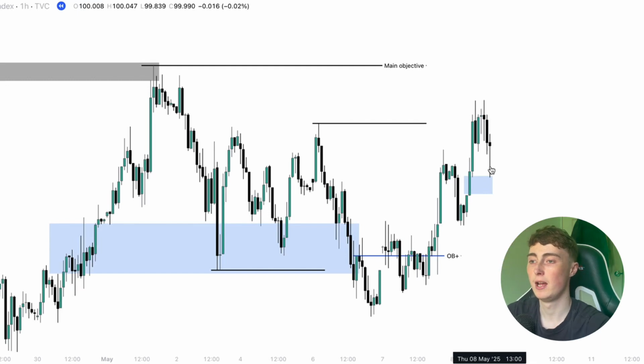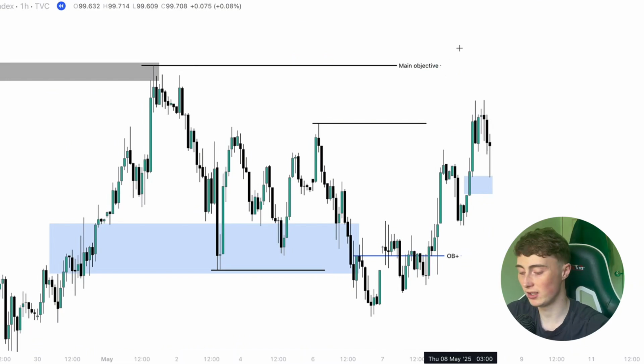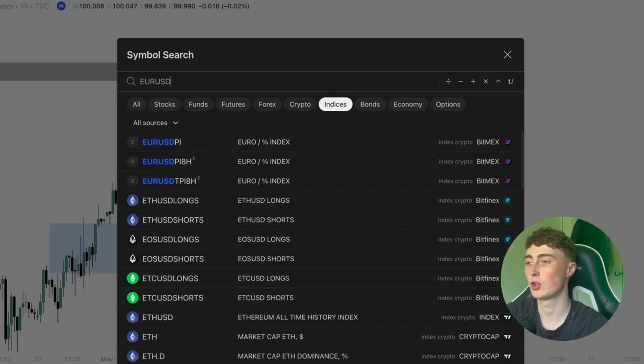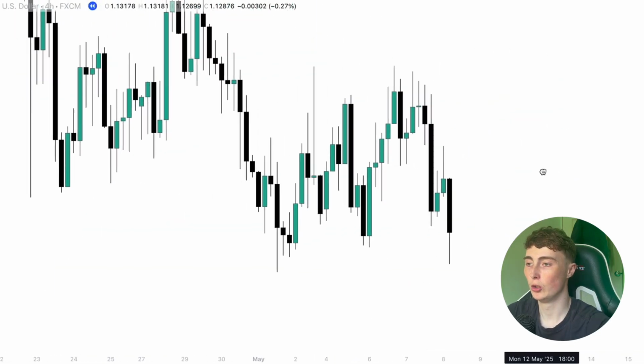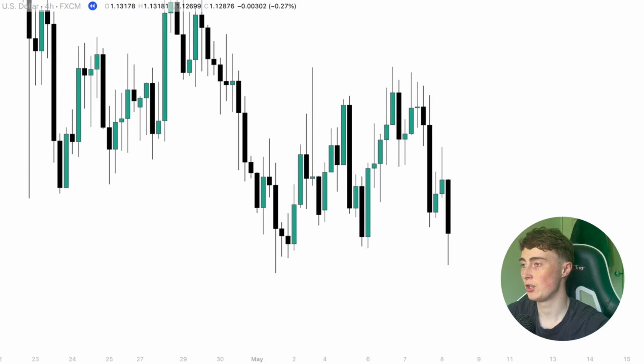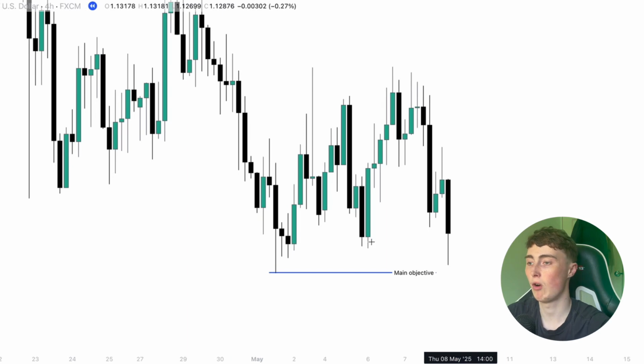So on DXY, I'm now expecting a run higher for the main objective, and I correlate these moves on Euro USD. So we'll go on Euro USD and I'll show you the trade. So we already have the market maker buy model on the dollar index, so I'm not going to get too much into it here on EU because you could just use the draw on the dollar index. But essentially this low down here corresponds with that main objective on the dollar index, right? So we'll just mark that out because we know that that's our draw right now, right?